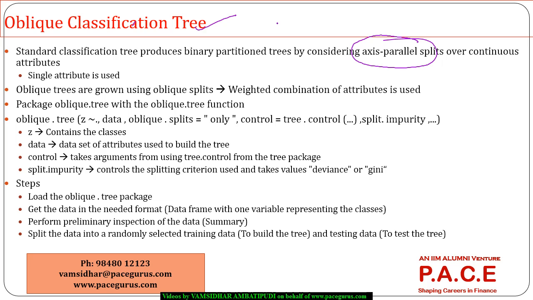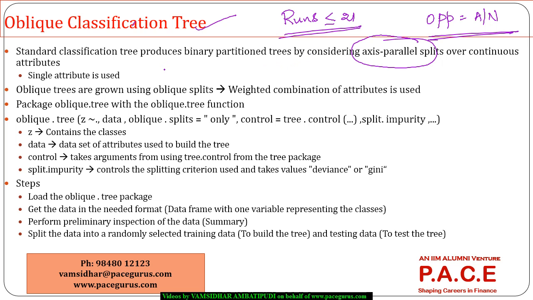When I say axis parallel split, they have taken only one variable at a time. Let's say runs less than or equal to 21, or they have taken a position equal to either Australia or New Zealand or something. So at any point in time, for doing the splitting, only one variable was considered and a rule is developed on that one single variable.